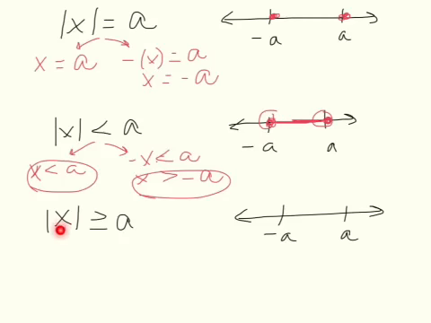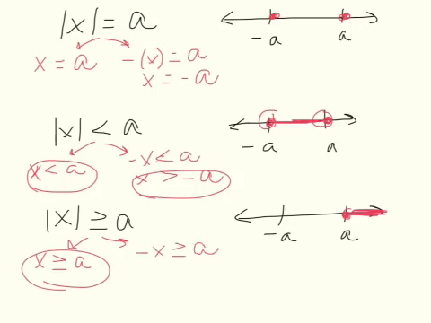Now if we had the absolute value of x is greater than or equal to a, so remember these are real numbers, then when we split it into our two parts, x would be greater than or equal to a. That's one of our answers. So these would be closed circles, and it would go off this way. So all of our real numbers greater than or equal to a. And splitting it up again, negative x is greater than or equal to a. So divide by -1, and x is less than or equal to negative a. So that means our solutions would be here.